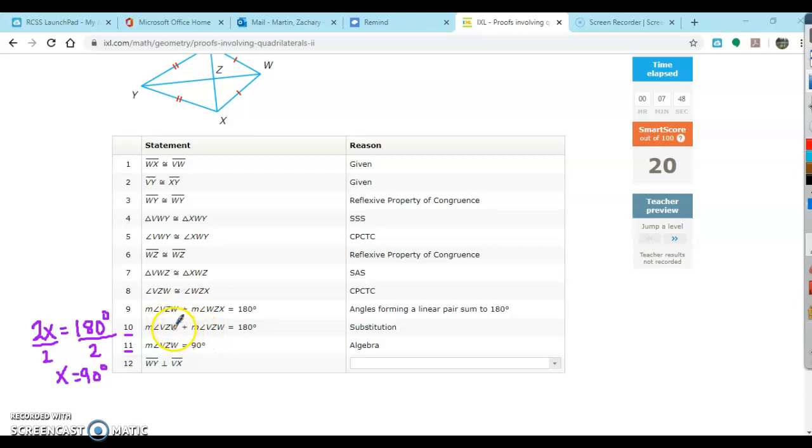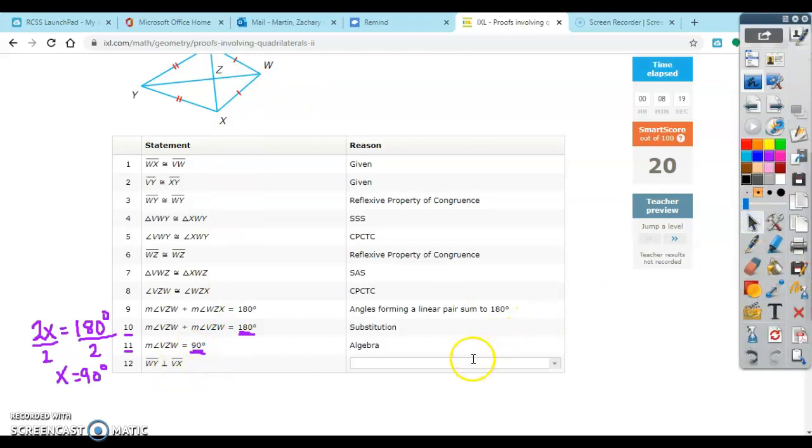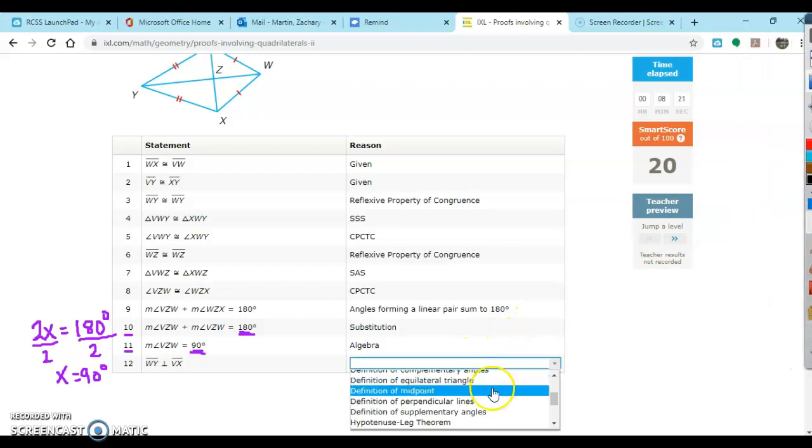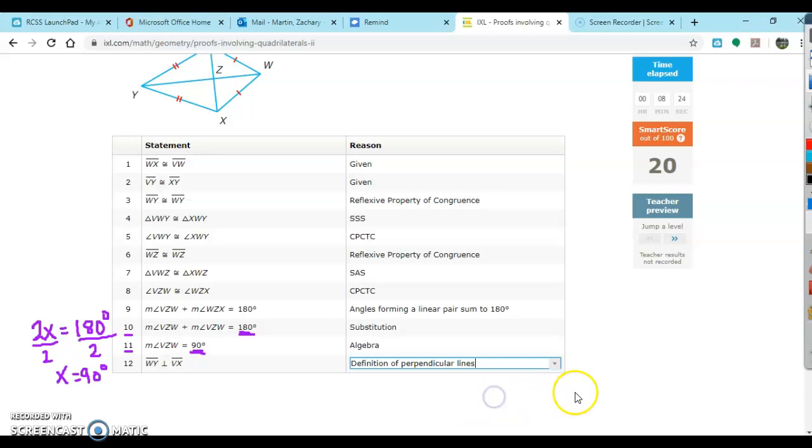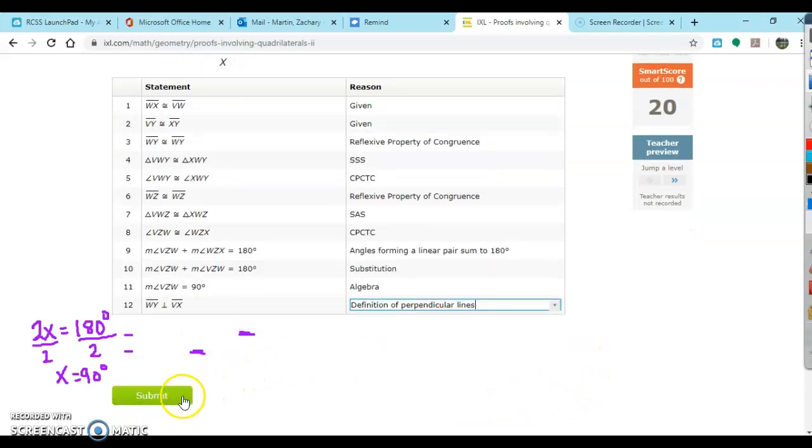If I have two angles and they're the same angle, I know that they must have the same measure. What's the only way to have two angles of the same measure that add up to 180 degrees? They must be 90-degree angles. And if I have an angle that is equal to 90 degrees, then I know that the line segments, if they intersect at a 90-degree angle, are perpendicular. That's the definition of perpendicular lines right there. All right, so we're going to go ahead and submit that.